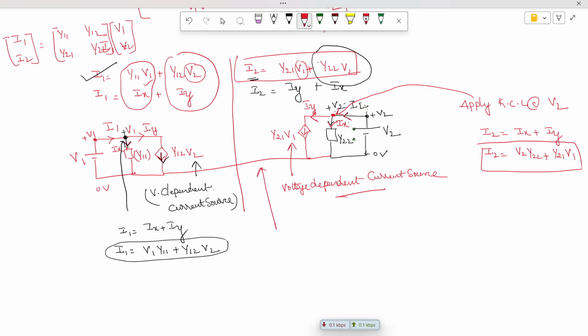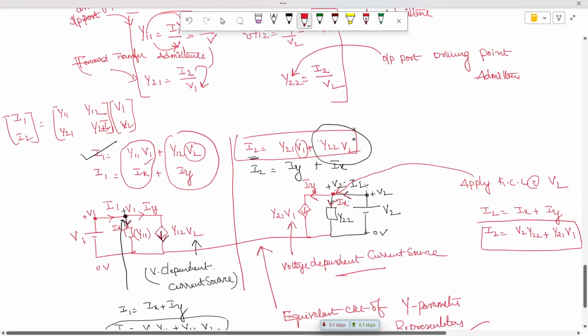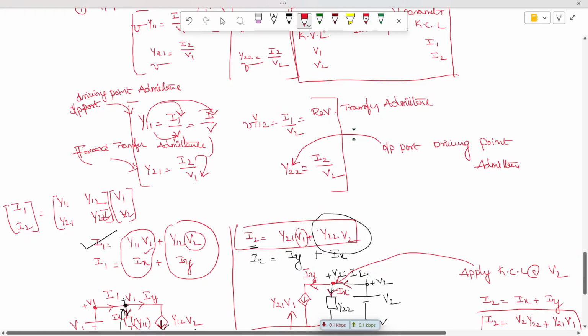So this circuit is called the equivalent circuit of a Y parameter representation. It's very important in solving a number of problems. All LEC based subjects are completely dependent source based. This plays a major role in understanding all this. Hope you are able to understand.